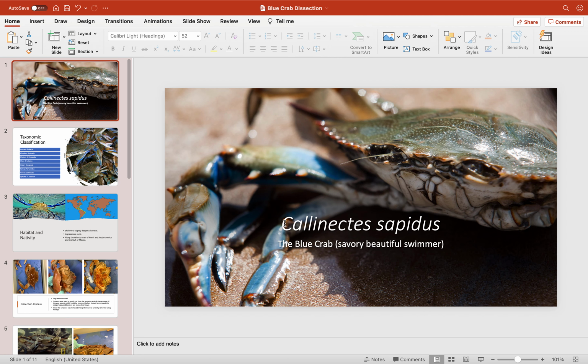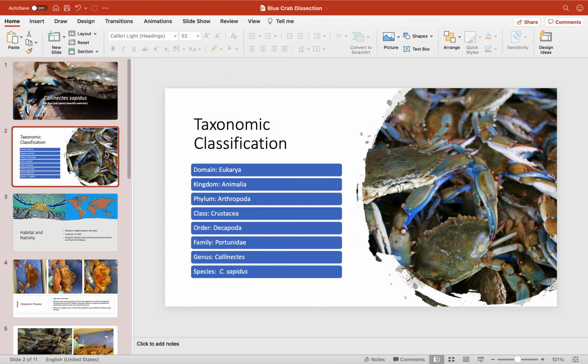So as you know, I dissected the blue crab, which scientifically is known as Callinectes sapidus. Translated from Italian to English, that means the savory, beautiful swimmer. Pretty neat, considering this is the most commonly eaten crab in the U.S., and especially on the East Coast.